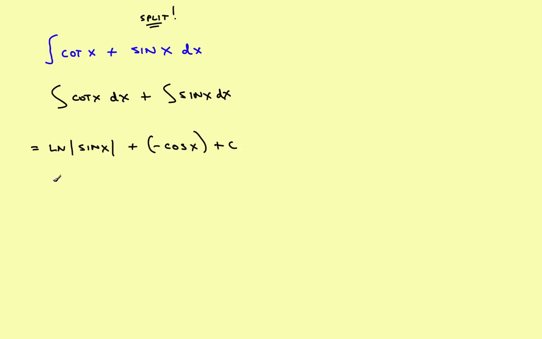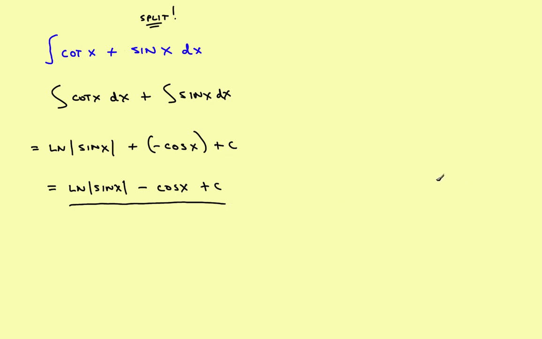Now, if you want to, you can take this negative and move it out in front, so the final answer would look like this. The natural log of the sine of x, then you'd have minus the cosine of x, and then finally a plus c to account for any constant. So it looks like that.